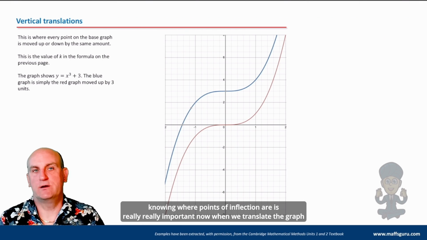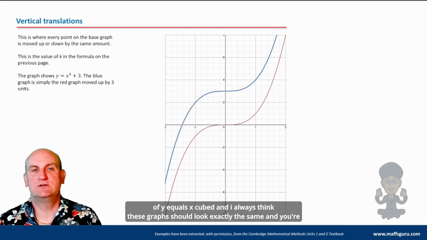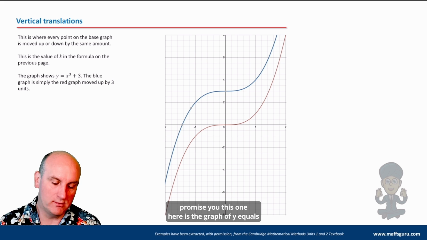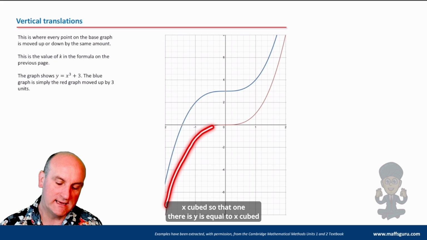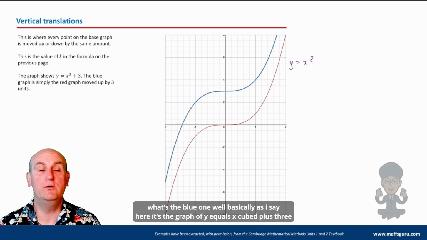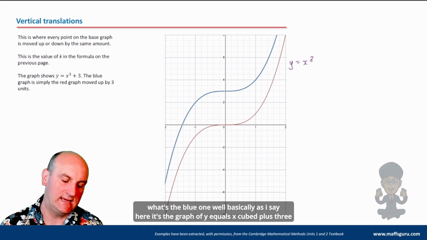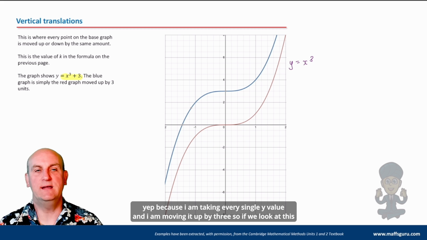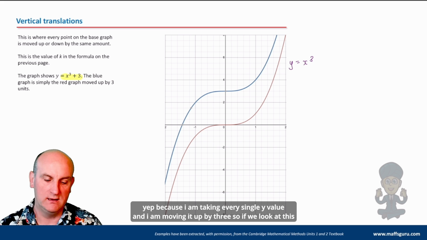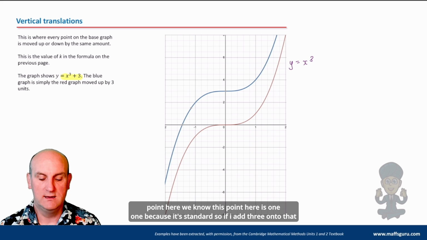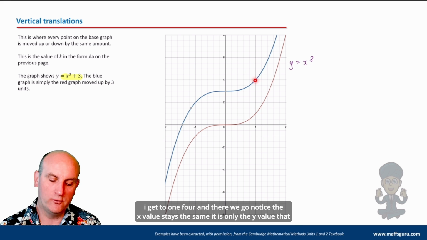Now, when we translate the graph of y equals x cubed, and I always think these graphs should look exactly the same, and you're going to turn around and say they're not the same. They are absolutely the same function, I promise you. This one here is the graph of y equals x cubed. So that one there is y is equal to x cubed. What's the blue one? Well, basically, as I say here, it's the graph of y equals x cubed plus 3. Yep, because I am taking every single y value and I am moving it up by 3. So if we look at this point here, we know this point here is 1, 1 because it's standard. So if I add 3 onto that, I get to 1, 4. And there we go.